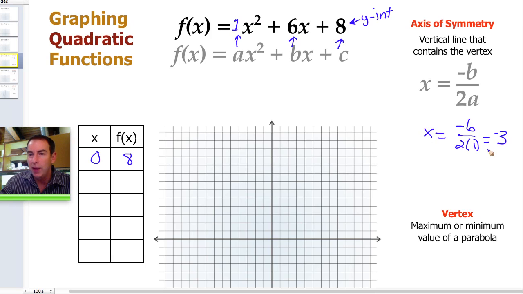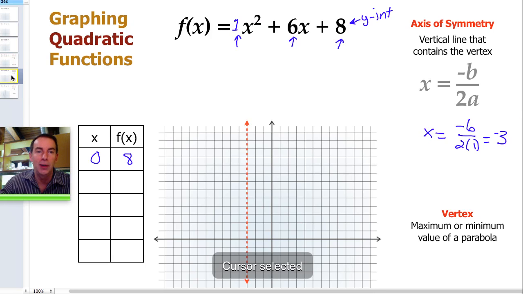Okay? Now remember, x equals negative 3 is a line. It's a vertical line that's saying no matter what the value of y is, x is always negative 3. So whether y is 0, y is 10, or y is 1,000,000, x is always negative 3. So I'm always going to get a vertical line. So I'm going to go ahead and plot that line. I'm going to use the computer to cheat to give me a nice pretty dashed line. And there it is, x equals negative 3. That's my axis of symmetry.